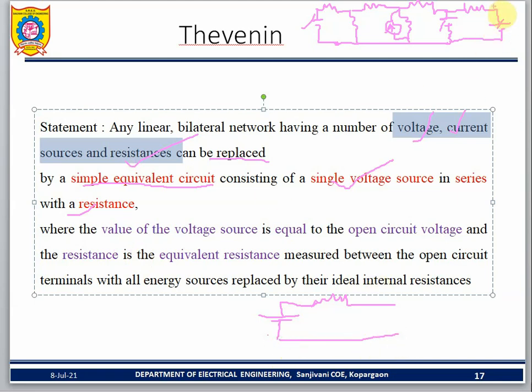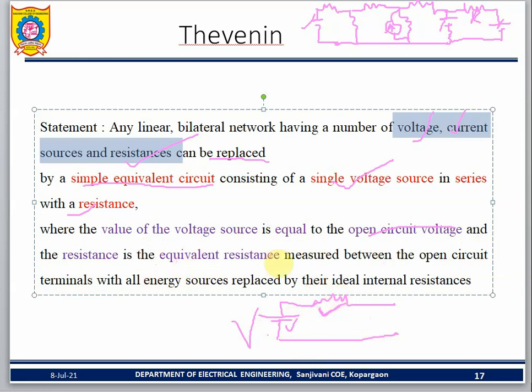Here is the resistance, the load resistance. So the complicated circuit with a number of voltage sources, current sources, and resistances is replaced by the simplest equivalent circuit. It consists of a voltage source in series with a resistance. What are the values? The value of the voltage source is the open circuit voltage, step number 1. And the resistance is called the equivalent resistance.